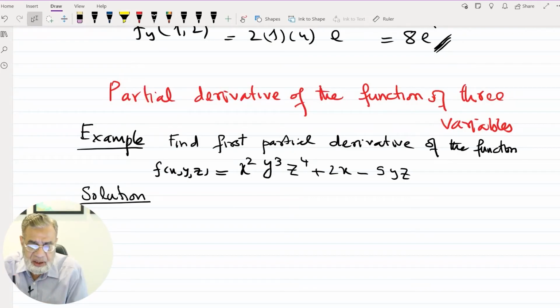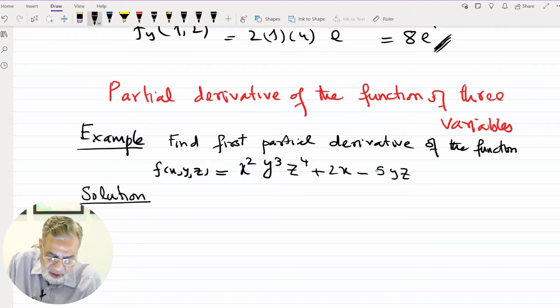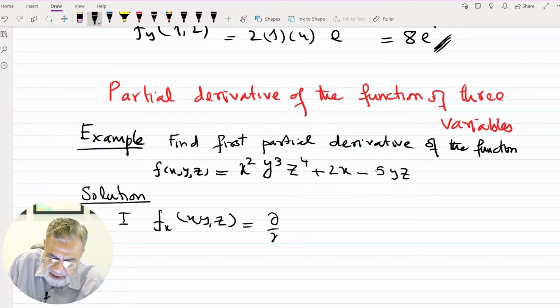Let me take this example. We take the first partial derivatives of the function f(x, y, z) equals x squared y cubed z to the power 4 plus 2x minus 5yz. Let us see how we take it. Number 1, we take the partial derivative with respect to x of the function f(x, y, z). So as I mentioned, the value with respect to x is changing only, and not with respect to the others, so I get partial by partial x.